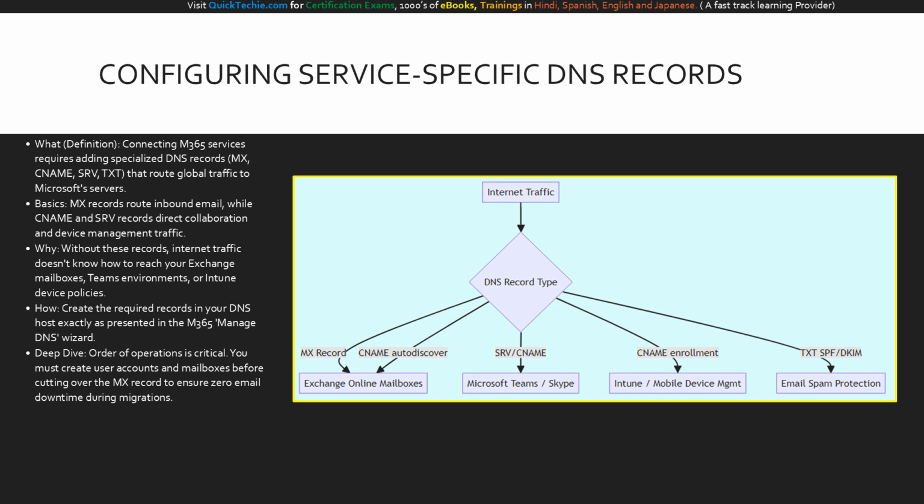Finally, security validation relies on TXT records for SPF and DKIM, ensuring your outbound mail isn't flagged as spam. It is a beautifully orchestrated routing system that relies entirely on precise DNS management.